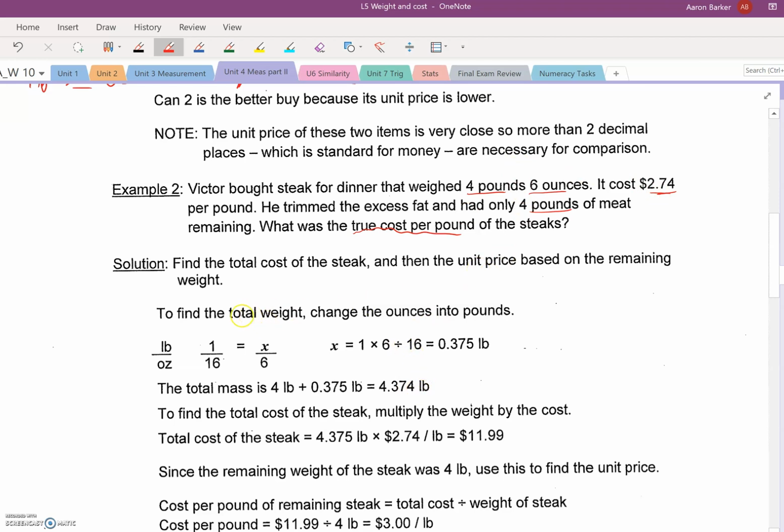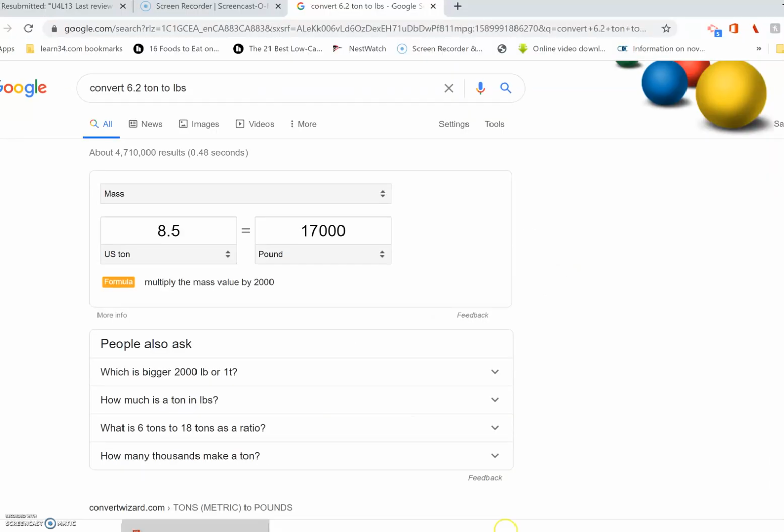In order to find the true cost, though, you have to find the total weight. So you change your ounces into pounds. So you would take 6 ounces, and use Google to change it into how many pounds. And you would definitely want to use decimals. So I'll just show you me doing that with Google. I'm just going to type it in here.